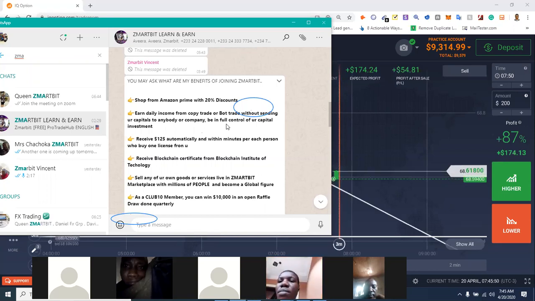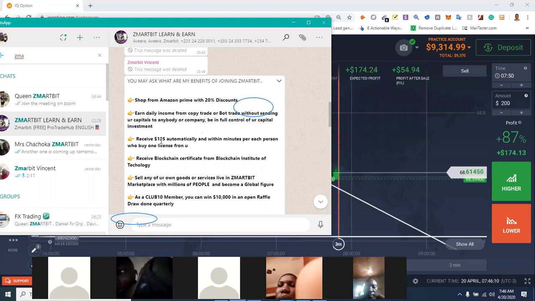Number two, you can trade by yourself. You can use copy trade. You can use bots to place trades, all because you are on what? SmartBit. Number three, you receive $125 automatically into your account directly. SmartBit does not keep your money. They will send the money to you directly. When someone buys a license, that is when you refer someone into SmartBit, you get $125.